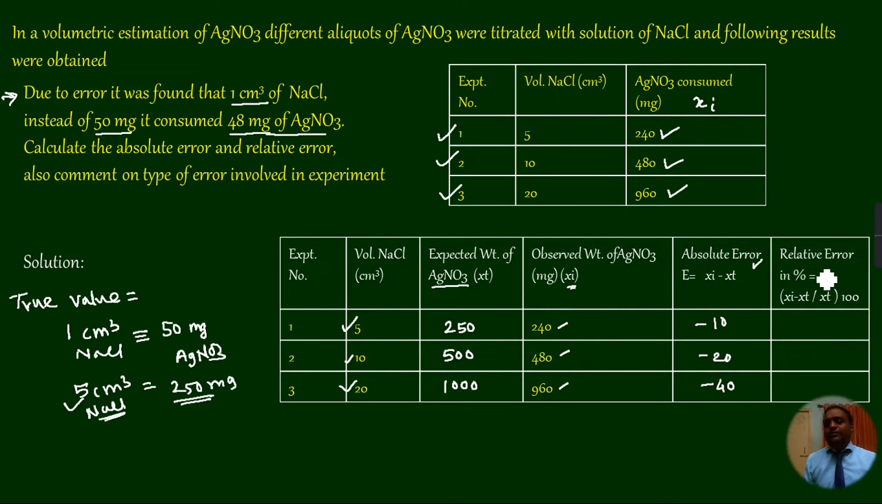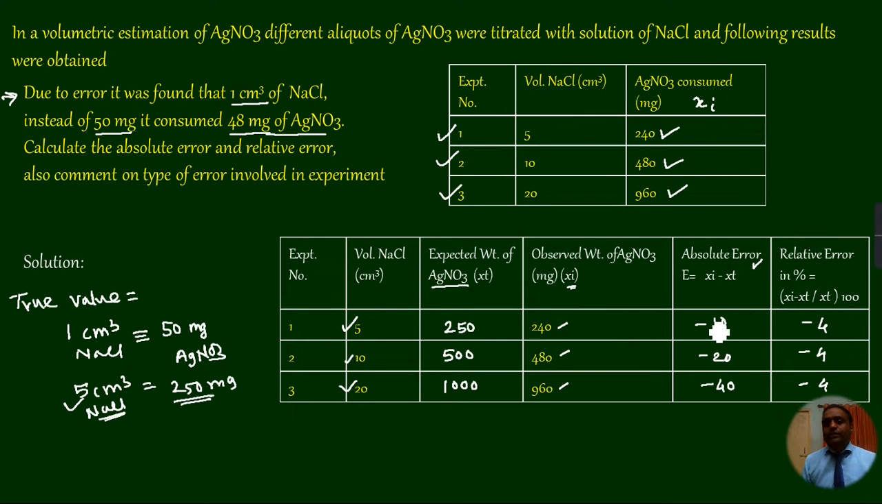Now find out the relative error. So how will you find out the relative error? You just have to divide these absolute error values by the true value. The true value is 250. So -10 divided by 250, you will get -4. -20 divided by 500, you will get again -4. And -40 divided by 1000, into 100, again you will get -4.